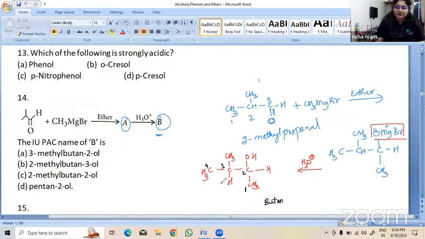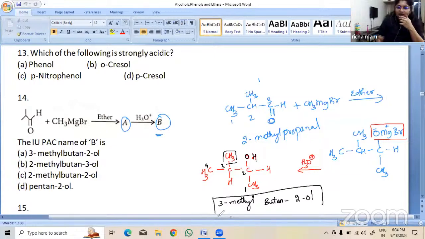Now see the substituent. At the third position you have a methyl, so we will write 3-methyl. The parent chain is butane. Then at the second position you have an alcohol, so it will be 2-ol. So it is 3-methylbutan-2-ol. This is the IUPAC name.